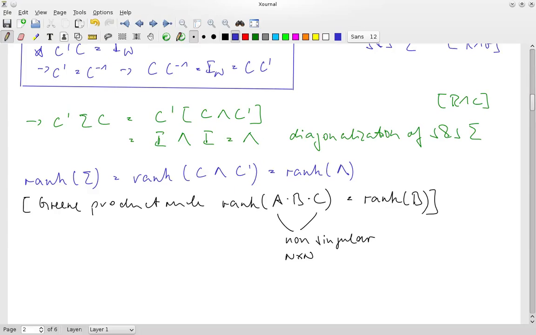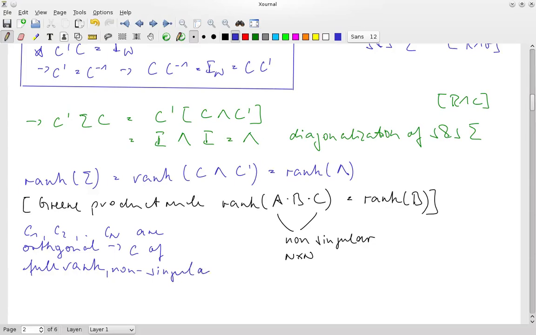Here in our context, we should note that C1, C2, and Cn are orthogonal vectors, and they're all distinct. So it implies that the matrix C, which contains the eigenvectors, is of full rank. Okay, and that these matrices are invertible, they are non-singular. So, for this symmetric and square matrix sigma that we have at our hand, the rank is actually determined by the rank of lambda. And lambda, note that again, lambda is a diagonal matrix.